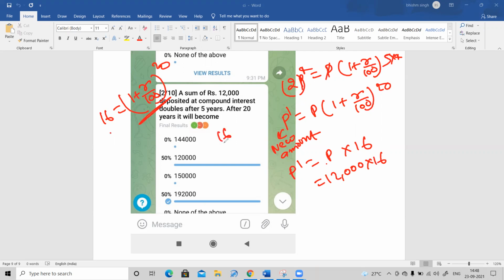So now 16 multiplied by 12, you all do it. How much is this here? 16 10s are 160 and 32. This is 192 here. So 192,000 is here. Okay, so this is the only correct answer. We got the new amount. And there is no need to do all these things. This question you can do very easily.